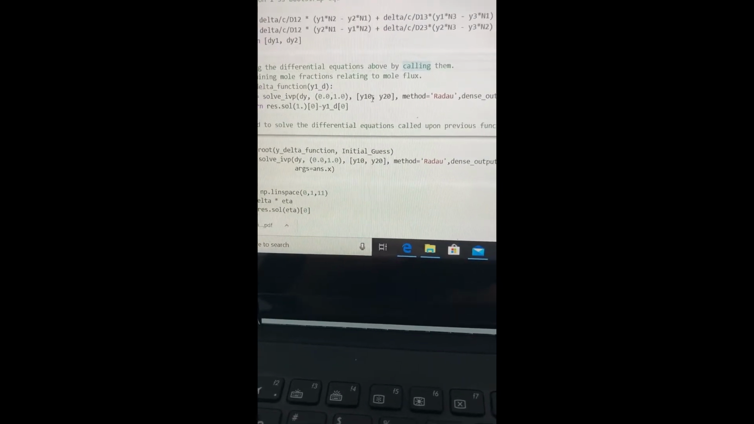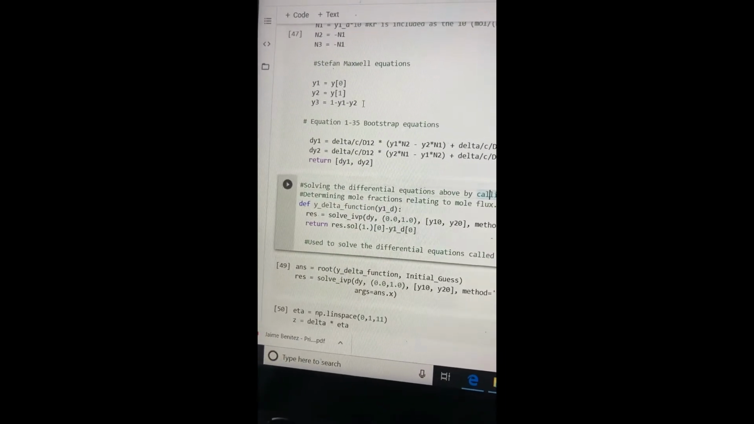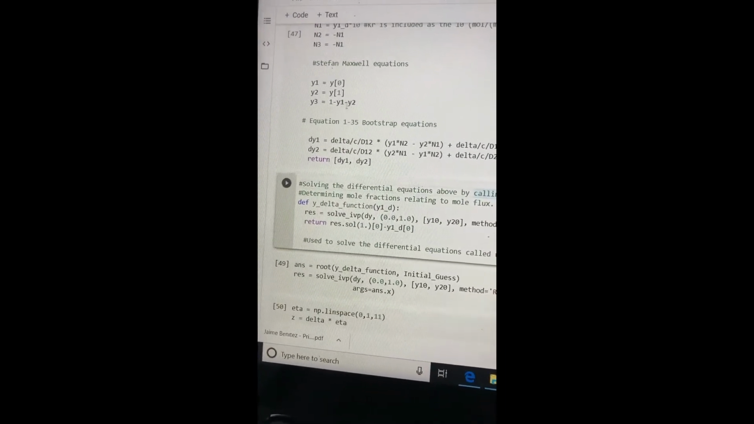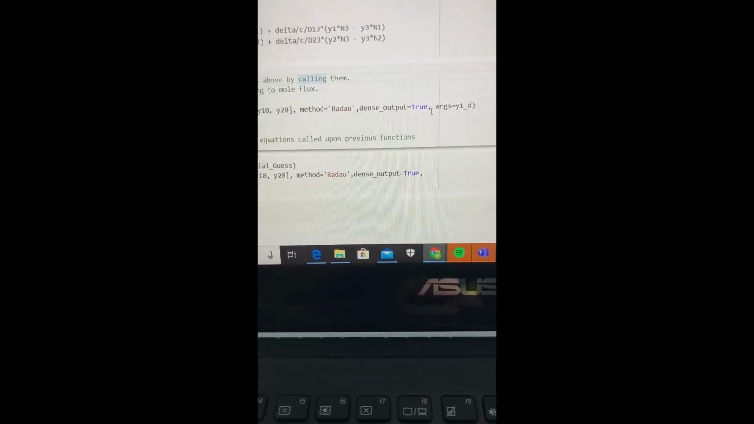Okay, so for this next little area down here, what we're going to be doing is solving these differential equations from above. And to do that, we're going to be determining mole fractions from the relation to the mole flux. And to do that, we are integrating from 0 to 1, and then we're going to be using the y1 naught, y2 naught, and then y3 naught will be present through the above method of taking 1 as the whole fraction subtracted by y1 naught and y2 naught. And down here in this section of the code, we're going to be saying how we're solving this continuously, and all the values are going to be updated.